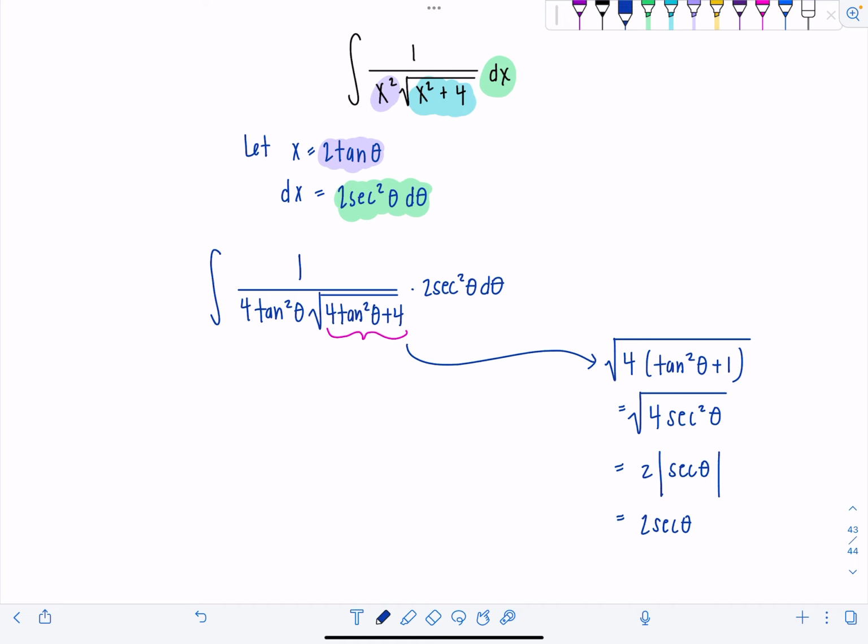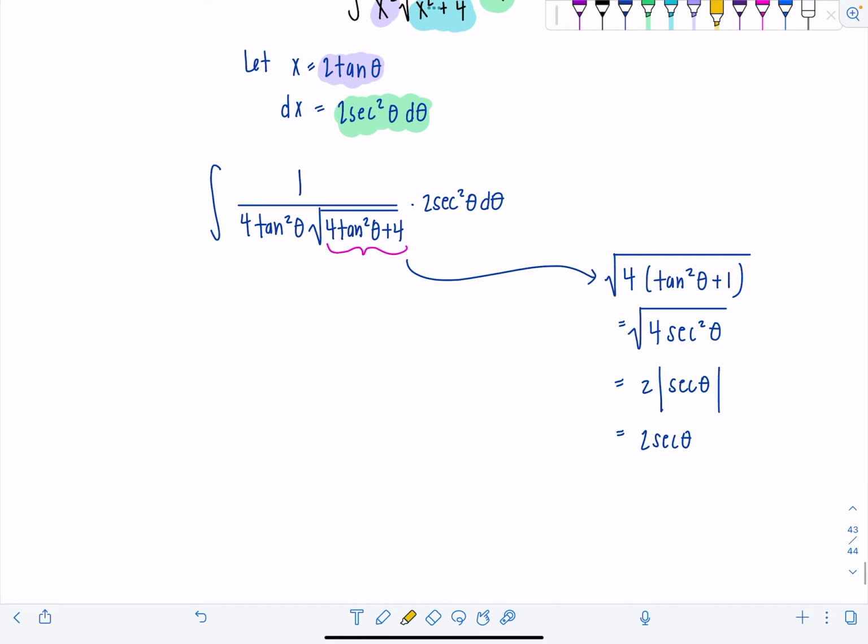So there it is. And now what that means for us is I can replace all of this, the root of 4 tan squared theta plus 4 in the denominator, with just a 2 secant theta. Okay, very good. So now we have the integral. In the denominator, I'll clean up in just a second, 4 tan squared theta, 2 secant theta, and then in the numerator we have 2 secant squared theta d theta. Do you see how that's all coming together so lovely?